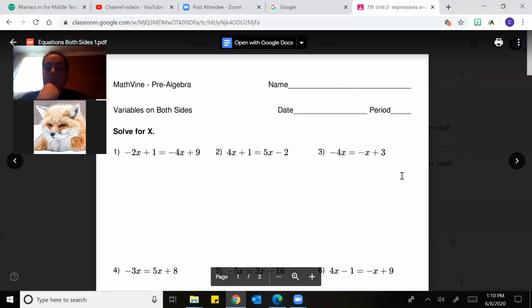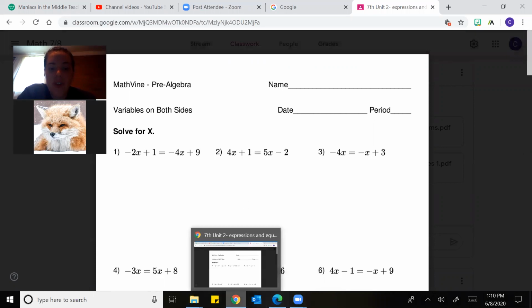So we're going to look at equations on both sides and we're going to solve for one of these. I think this looks nice. So we're going to do 4x plus 1 equals 5x minus 2.